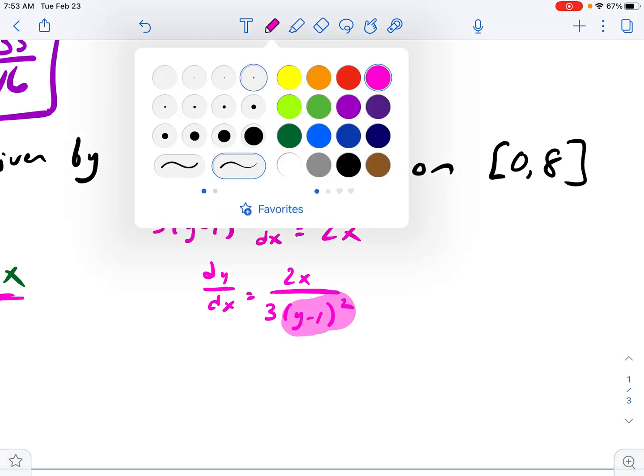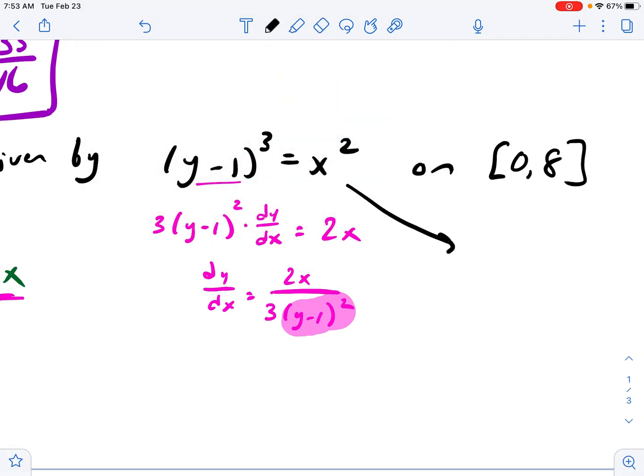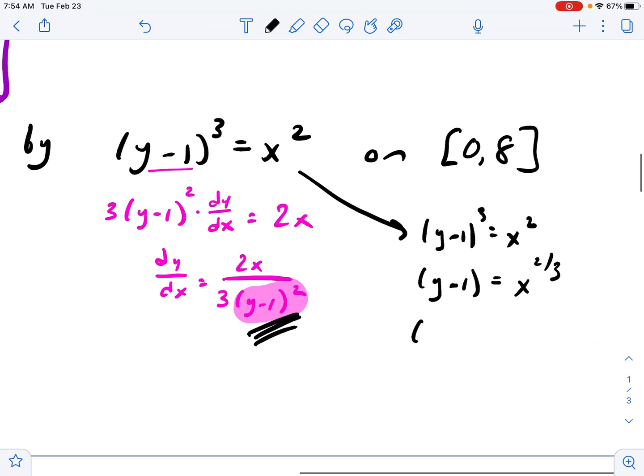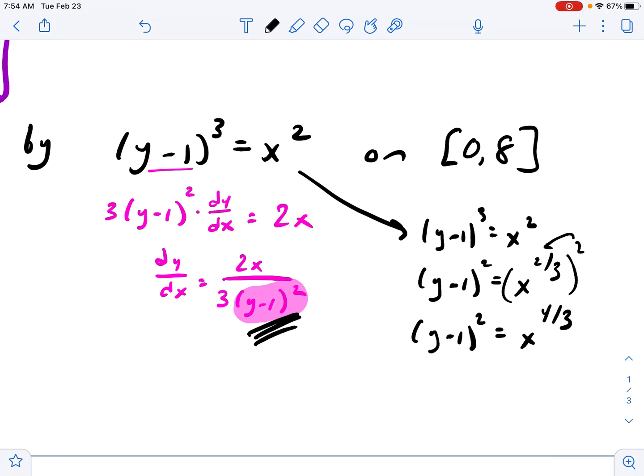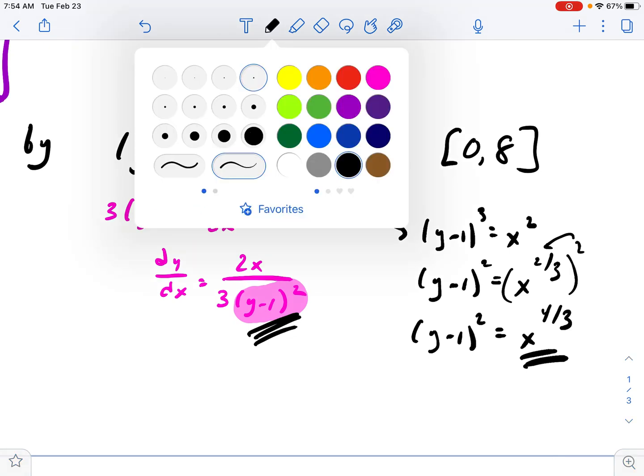Sure. So let's grab the original here. And basically what I want to know is what is y minus 1 quantity squared going to be in terms of x? Well, if I take the cube root of both sides, I'll get x to the 2/3 power. All right? And then if I square this, power to a power, you multiply, we're going to get that quantity y minus 1 squared is equal to x to the 4/3 in this problem.